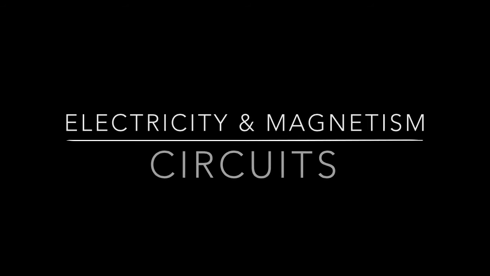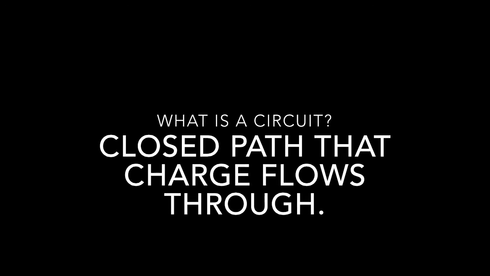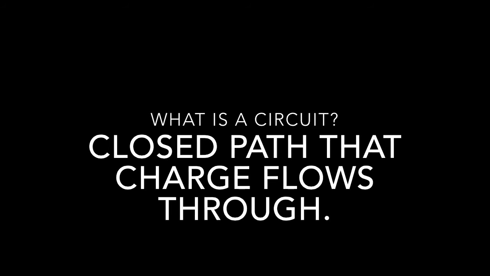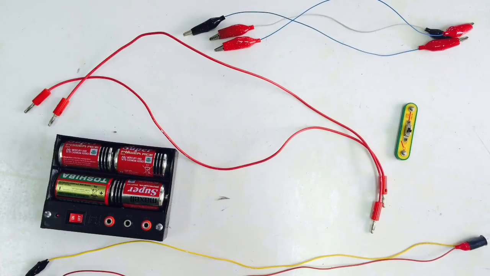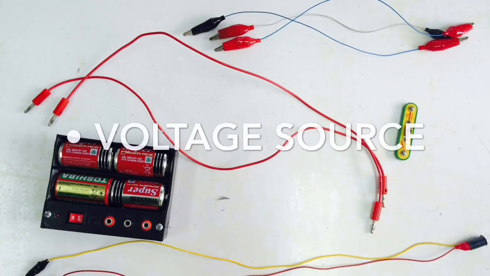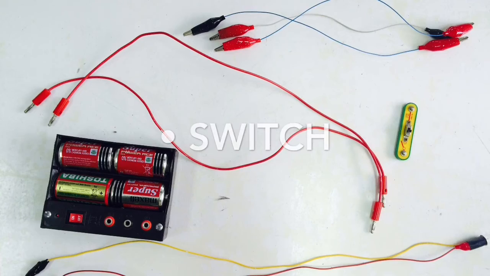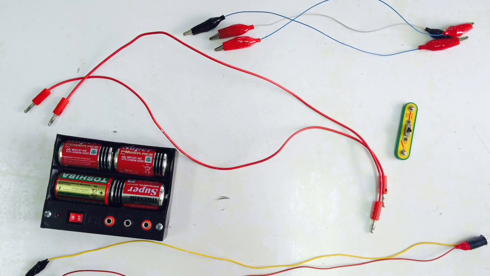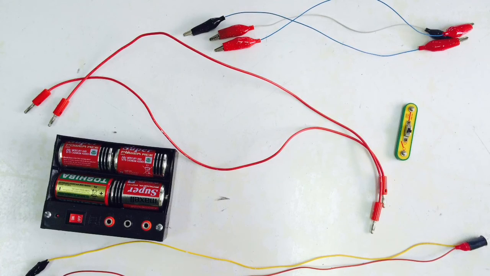The last topic in the last unit will be on circuits. What is a circuit? A circuit is a closed path through which a continuous charge can flow. To build a circuit, you need a voltage source, a switch, conductors, and a resistor. Now that we have our stuff gathered, let's build it.